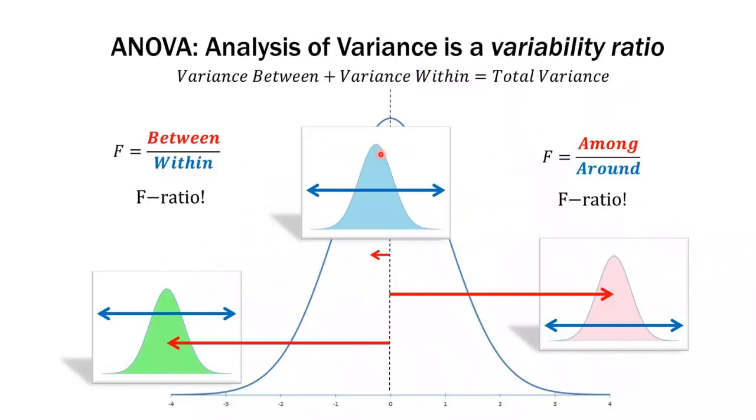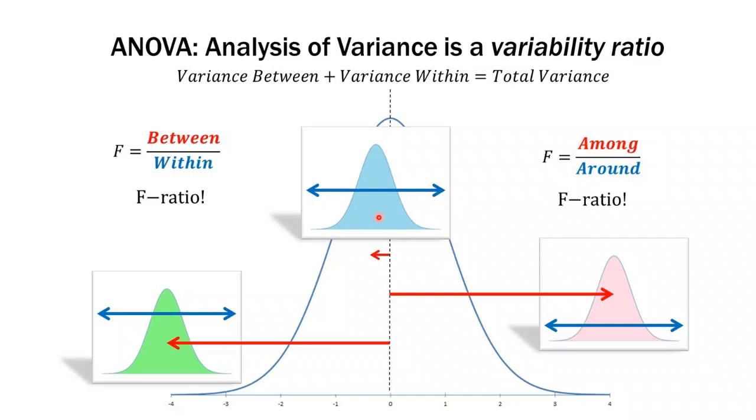Now, the ANOVA is represented by F, or the F distribution. The F test basically measures the ratio between the variance between the groups and within the group. So the F distribution is the variance among the groups and around the group. So this is actually a ratio.